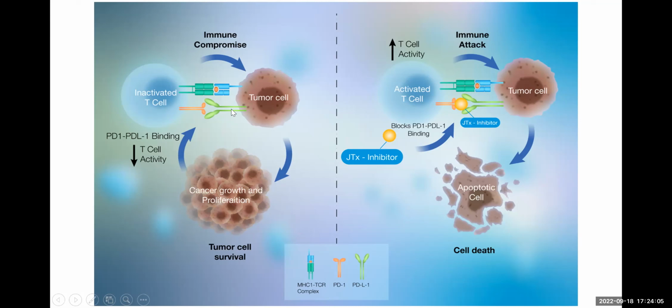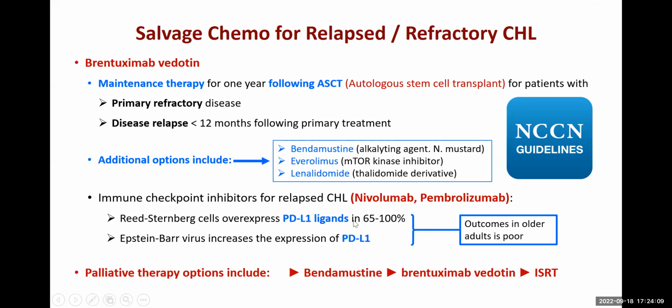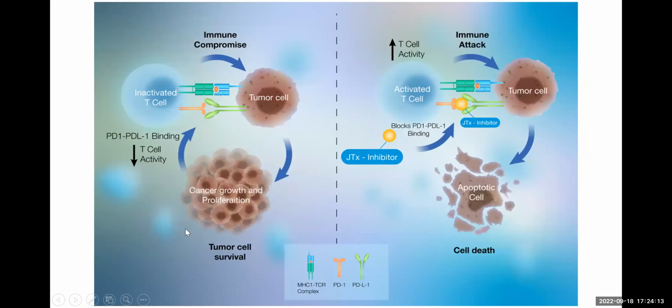When the tumor cell has this ligand, like it is written that 65 to 100% of Reed-Sternberg cells have this ligand, they inactivate the T cell and the tumor grows, because the T cells, whichever T cells, natural killer cells or cytotoxic T cells, they bind through MHC complex to the cancer cells, they cannot kill it.